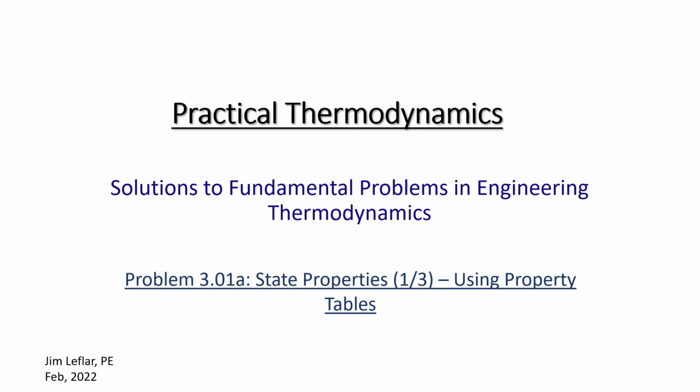Let's begin a new chapter in our study of thermodynamics. In this one, we're going to use properties taken from tables to find states of thermodynamic substances. Now, this first one of three problems is rather long, and so I've broken it down into three parts: 3.01a, 3.01b, and 3.01c.